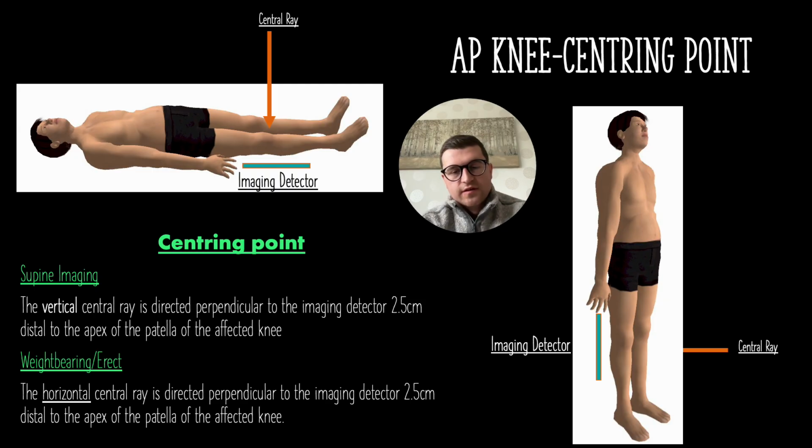And if we transfer that then to our weight bearing one, it's obvious that now it's going to be a horizontal center ray, and I've labelled and shown a direction there on the image. And once again, it's the exact same. It'll be hitting the image detector perpendicular or at 90 degrees, and it's in the same location, 2.5 centimeters distal to the apex of the patella of the affected knee.